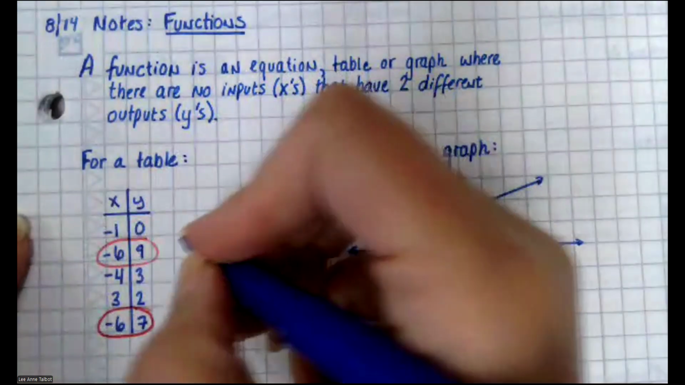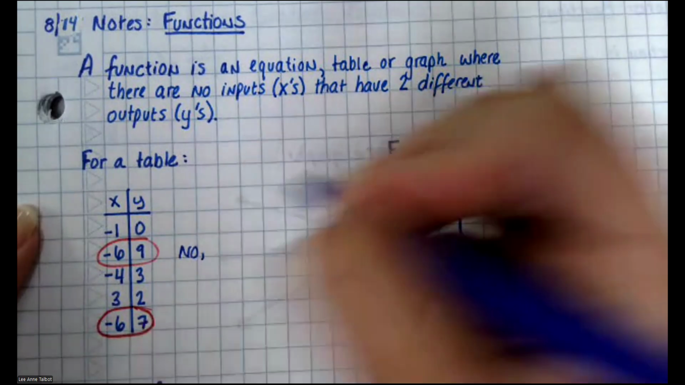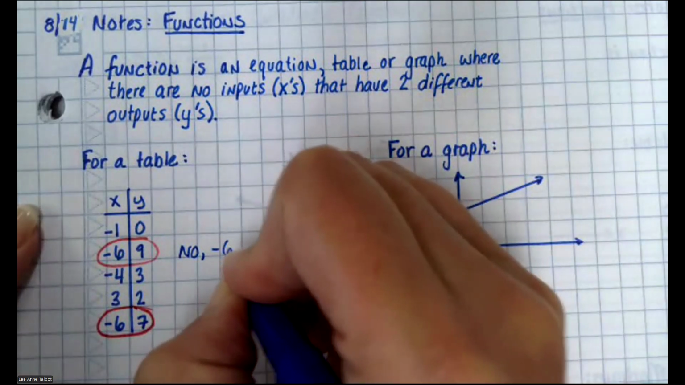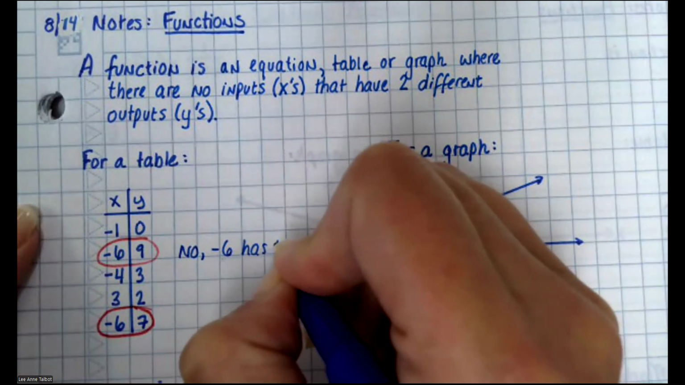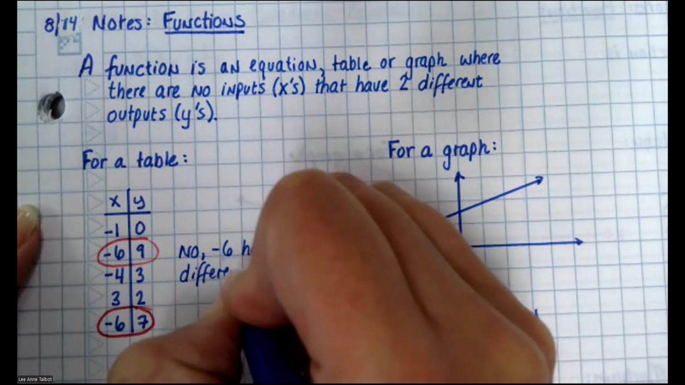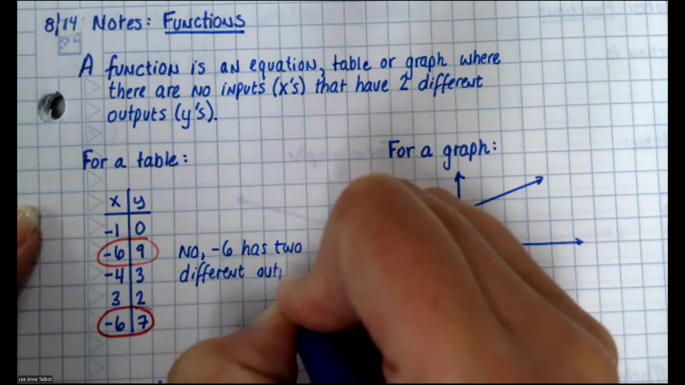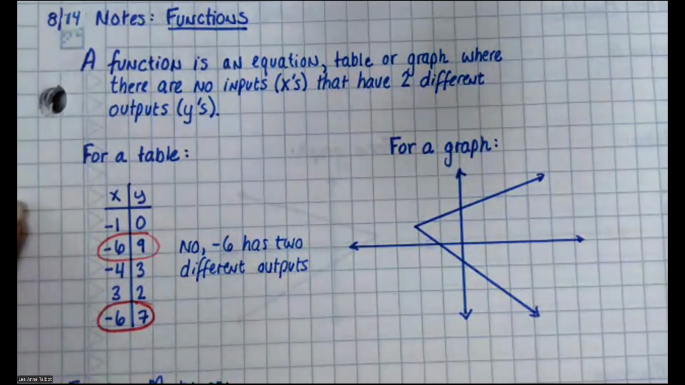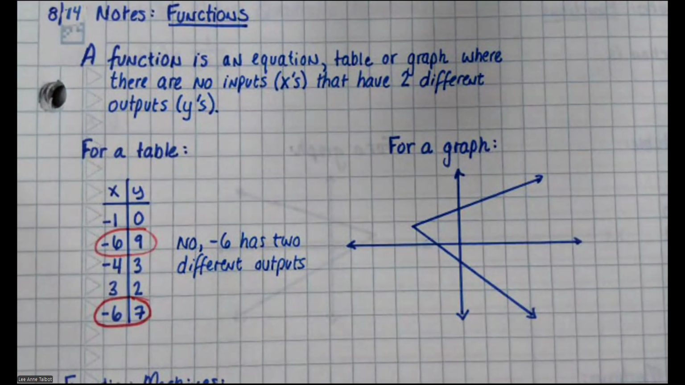And we say, no, -6 has two different outputs. Yeah, -6, 9 and -6, 7.